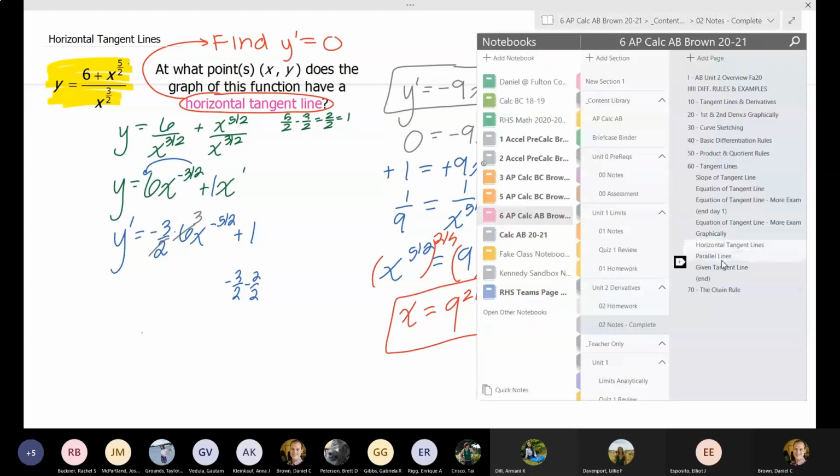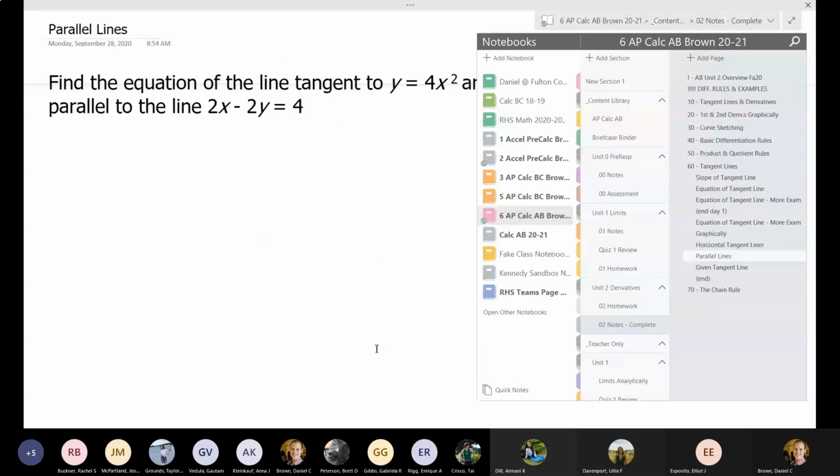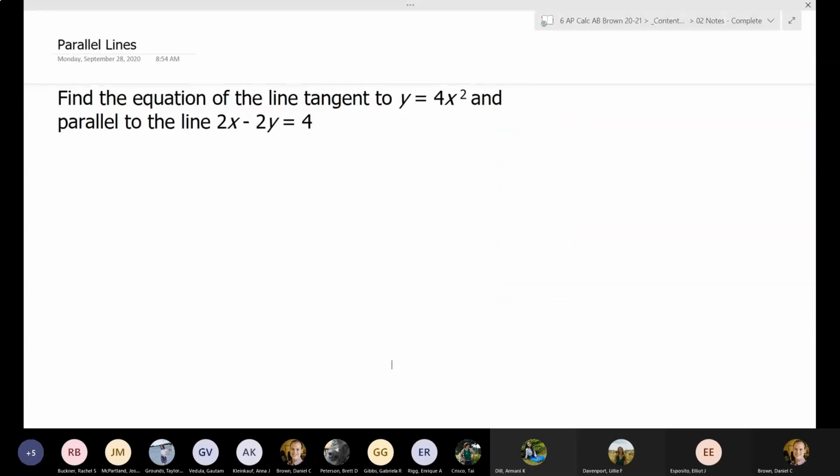Another type of example where we use tangent lines is an equation worded this way. It says, find the equation of the line tangent to y equals 4x squared and parallel to the line 2x minus 2y is equal to 4. I did add this one later, so I don't remember if I distributed this problem to you. But there are some big ideas here that you have to know. Again, tangent lines usually pull together a lot of things you've learned in Algebra 1 with the calculus. So reading through this, I see find the equation of the line tangent, so that's a big clue, we're going to have to find a derivative.